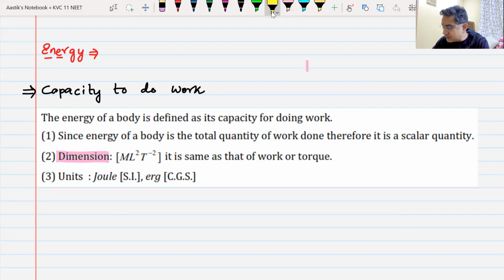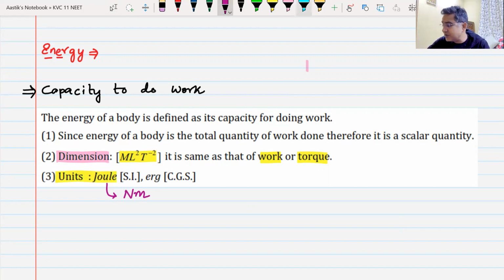The dimension of this is ML²T⁻², and the dimension of energy is same as the dimension of work, or something which is going to come in the next chapter or the next to next chapter, torque. So energy is the capacity to do work. It has the same dimension as work. The SI unit of energy is joule, and you can also write this joule as Newton meter. Joule can also be written as Newton meter. It is same as work done.